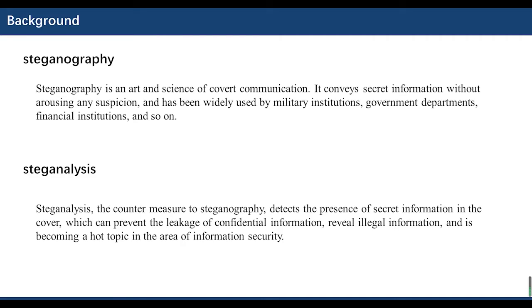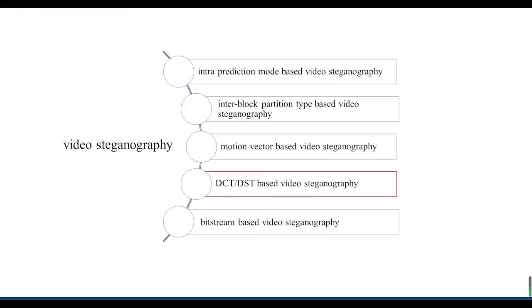Steganalysis is the countermeasure to steganography. It can detect the presence of secret information in the cover. Thus, it can prevent the leakage of confidential information, reveal illegal information, and is becoming a hot topic in the area of information security. Video steganography often hides secret data in the compression process.